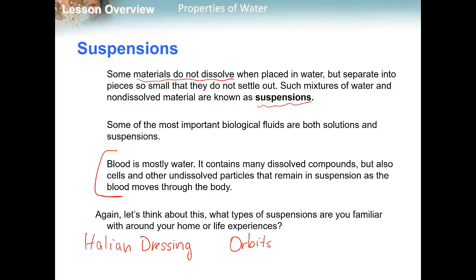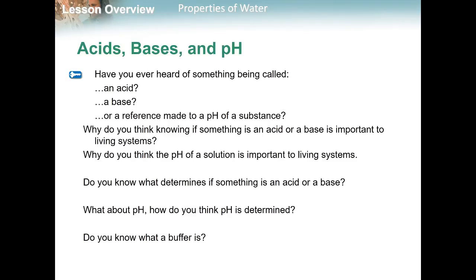And your blood is a suspension, and it's one of the most important suspensions. Cells, we're going to talk about the cytoplasm being a special type of suspension as well. So these are suspensions that are essential to living things.